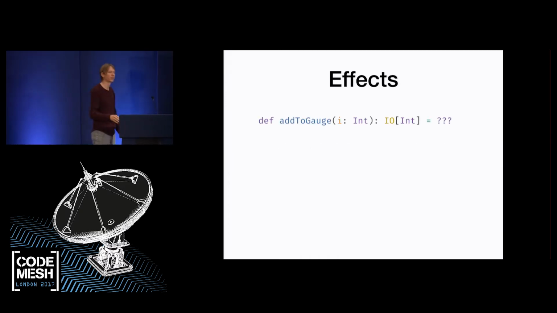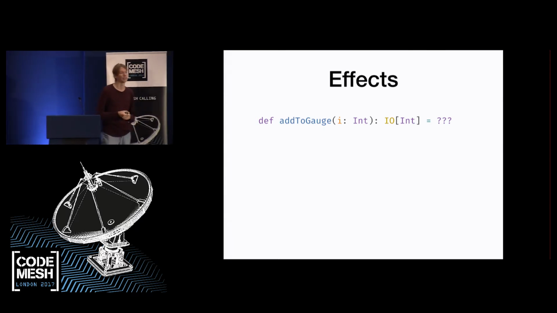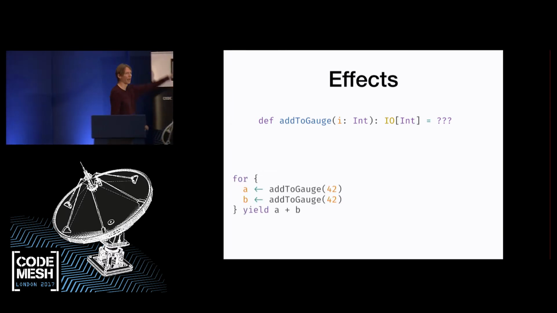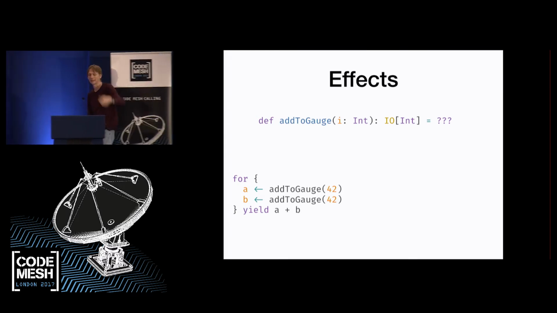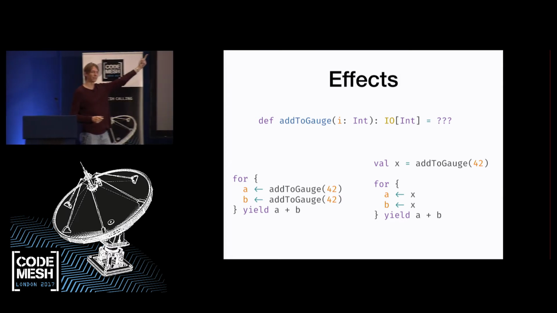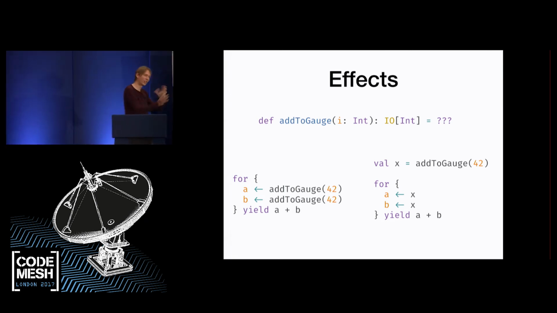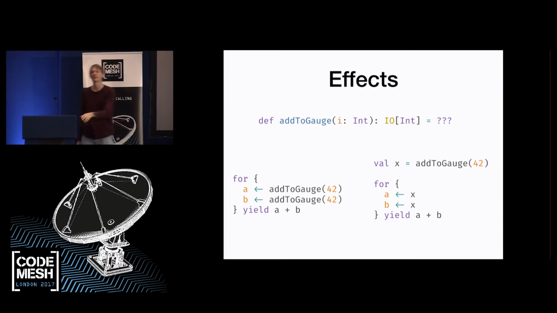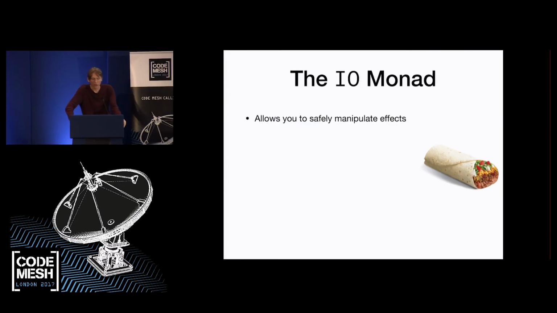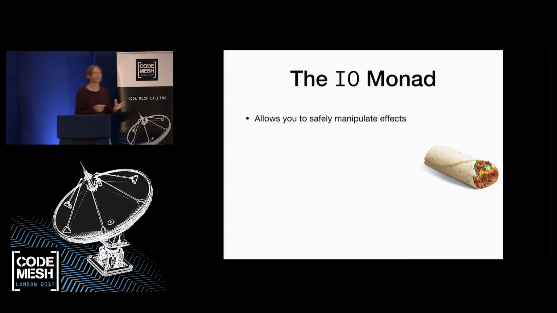The traditional way of doing that is with the I/O monad, right? If we take this add to gauge function, and rather than having it return an int, we have it return an I/O event, and we'll get to what this means in a bit, then we can replicate our example from earlier with this for comprehension with two add to gauges, and we can factor it out, and these are in fact the same program. The one on the left does the same thing as the one on the right. That seems like a good thing. Making code that's easier to parcel up and move around without worrying about the definitions changing, yeah, that seems like a benefit. So what the I/O monad does is it allows you to safely manipulate effects. And safe is not in quotes there. It's actually safer, right?